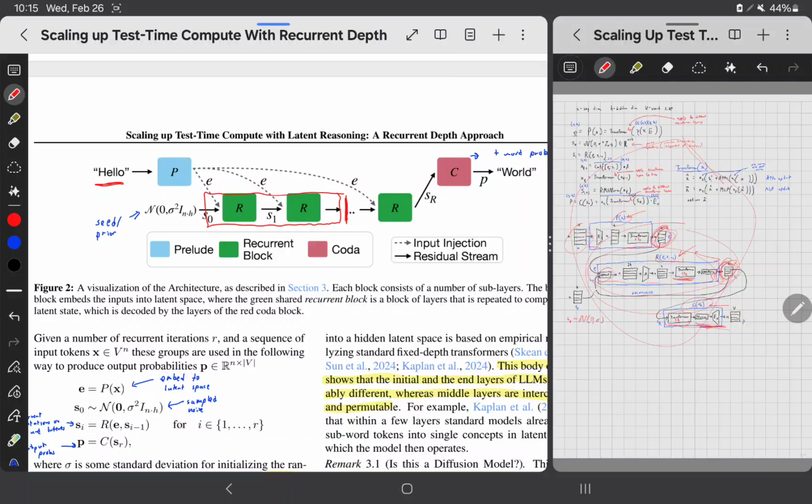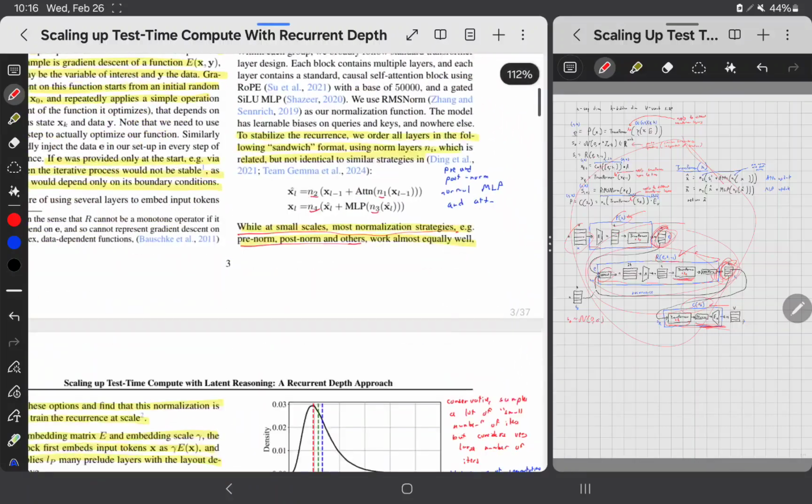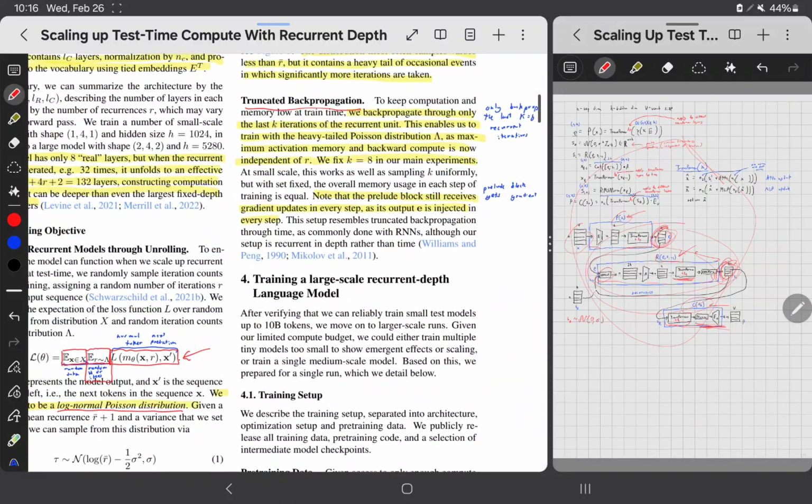This still gets gradient signal. So we're still updating our embedding module, even though we're cutting off the gradient flow. And that's just because computationally, the graph you have to store for this will get massive. So that's what they mention right here. They say fix k equal to 8 in the experiments.